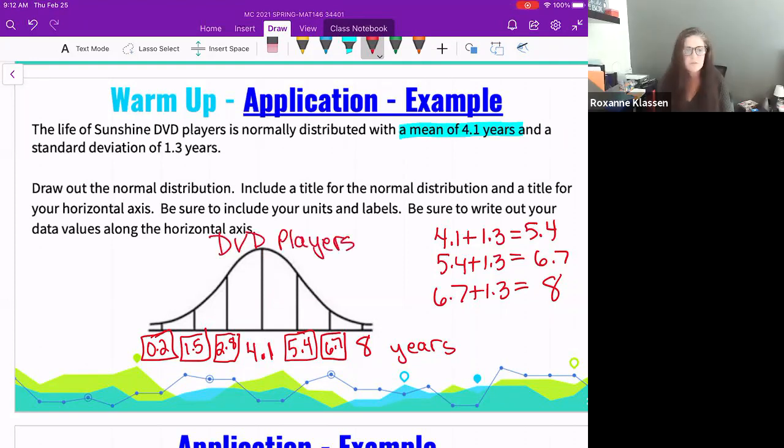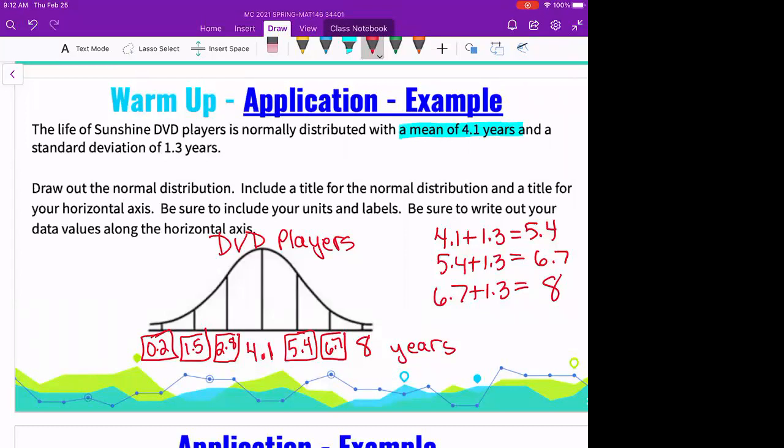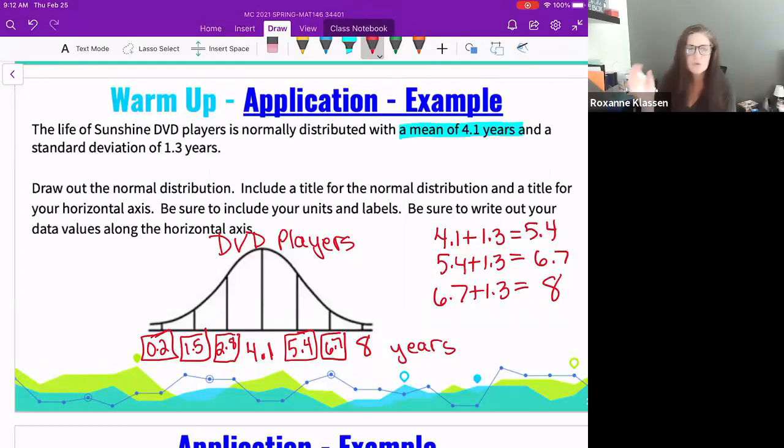And we could be more specific if we wanted to, right? But at least we have a title now. Excellent. Okay, so this is what we did yesterday, right? We were able to label the mean and label 1, 2, and 3 standard deviations above and 1, 2, and 3 standard deviations below, right? Okay, any questions on this before we keep going, because it's going to get a little bit different.